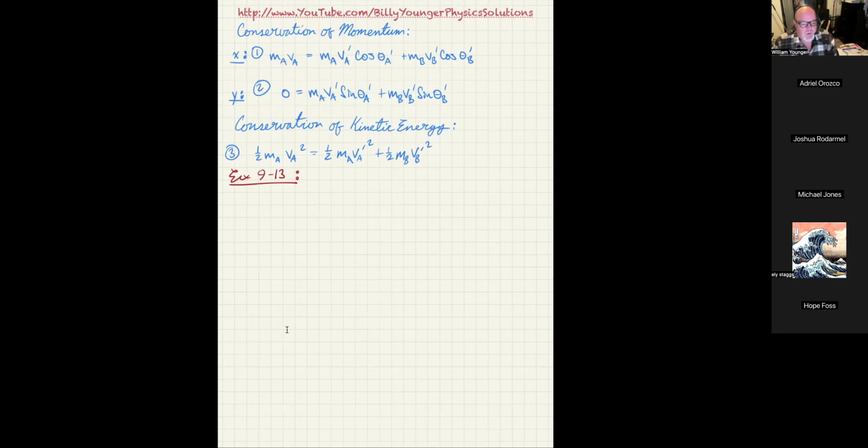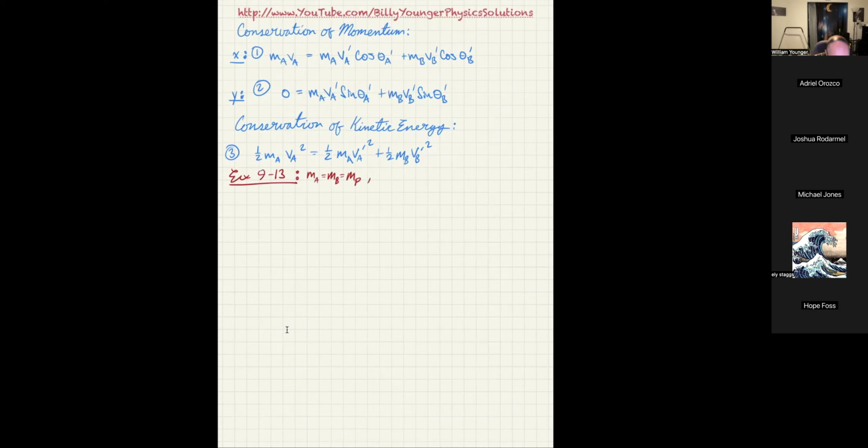A proton traveling with speed 8.2 times 10 to the fifth meters per second collides elastically with a stationary proton in a hydrogen target, as in figure 9.18. One of the protons is observed to be scattered at a 60-degree angle. At what angle will the second proton be observed, and what will be the velocities of the two protons after the collision? So what they've given us here is that MA is equal to MB is equal to the mass of the proton.